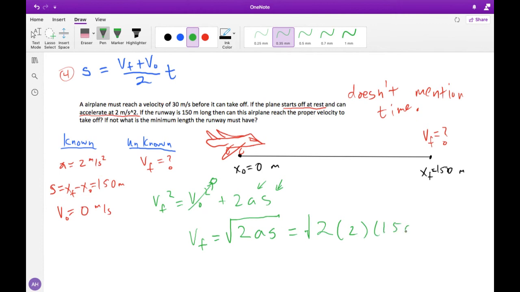And so we have the square root now of 2 times 2, which is 4. 4 times 150 is 600, I believe. So v final is going to be the square root of 600. And let me get my calculator. That's going to be about, and I'm rounding here. Let's see, where's my calculator?